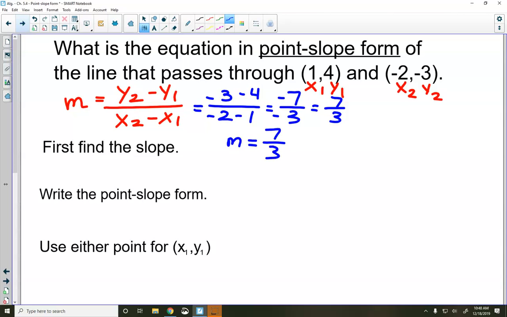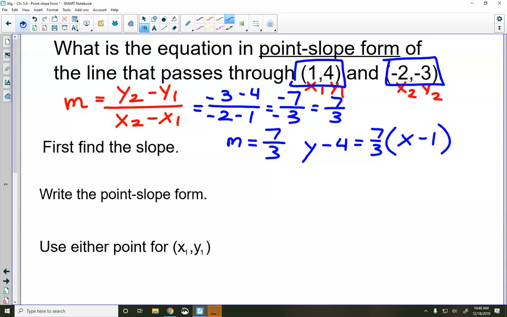If we want to write this in point-slope form, we have two possible answers. We have the slope of 7/3, and we can use the coordinate point of 1, 4 or -2, -3. It doesn't matter which one we choose. So we have y minus 4 equals 7/3 times x minus 1. And that's if I use 1, 4 as my coordinate point. The other possible answer is to have y plus 3, because it would be minus negative 3, which is really plus 3, equals 7/3 times the quantity of x plus 2, because it would be minus negative 2. Now, it doesn't matter which one of these you use.